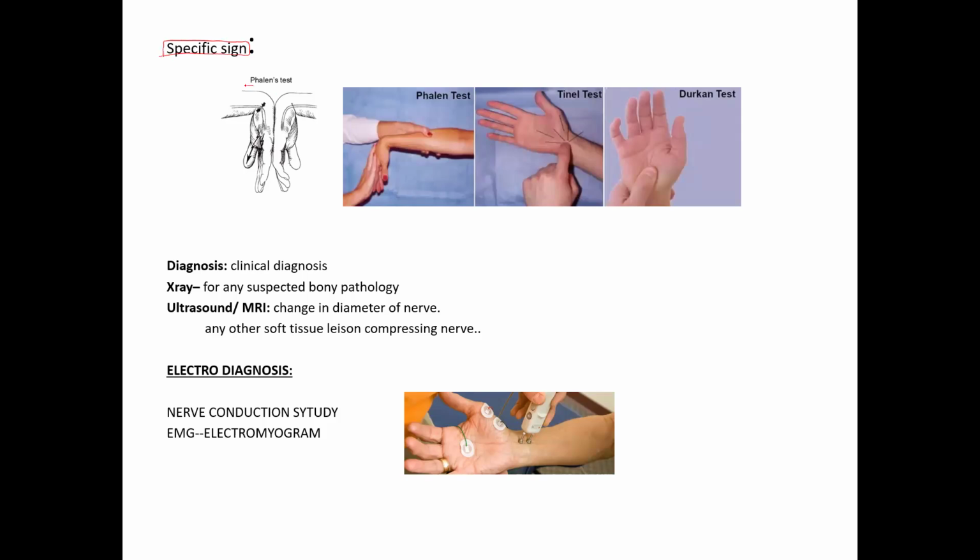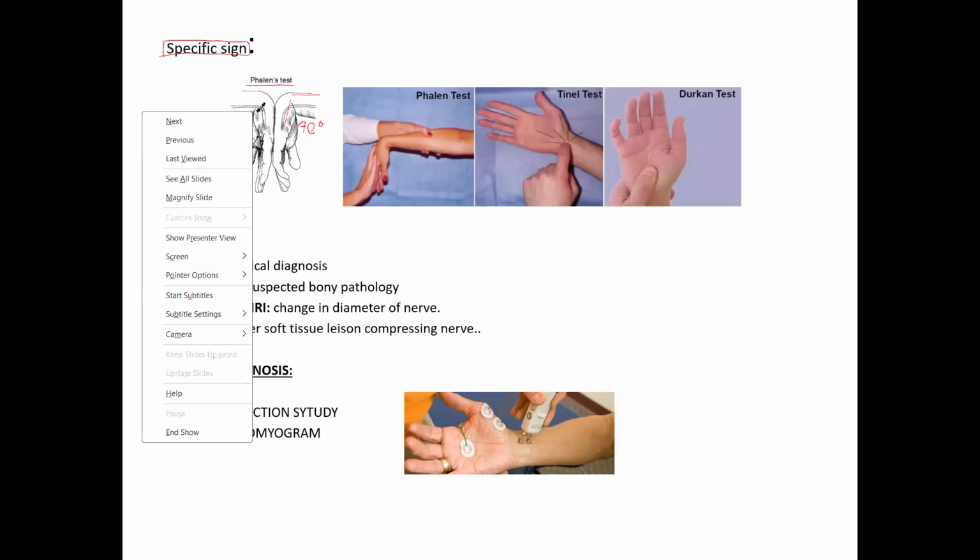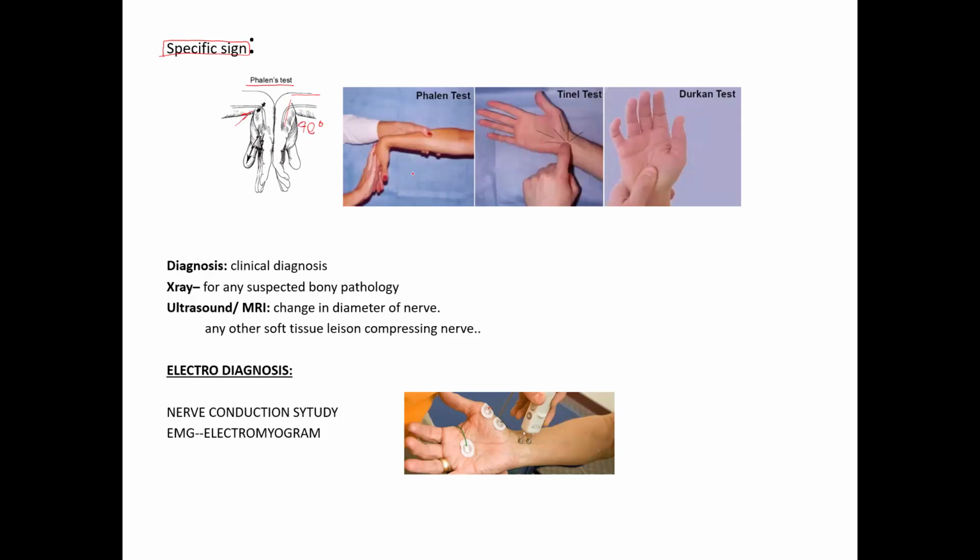This is called Phalen's test. What is Phalen's test? We are flexing the wrist to 90 degrees, opposing both wrists together. Here, if you see, this is the normal side and this is the abnormal side. Due to the increase in the carpal pressure, there is kinking of the nerve and a tamponade effect over the vasa nervosum. So this is how we elicit Phalen's test.